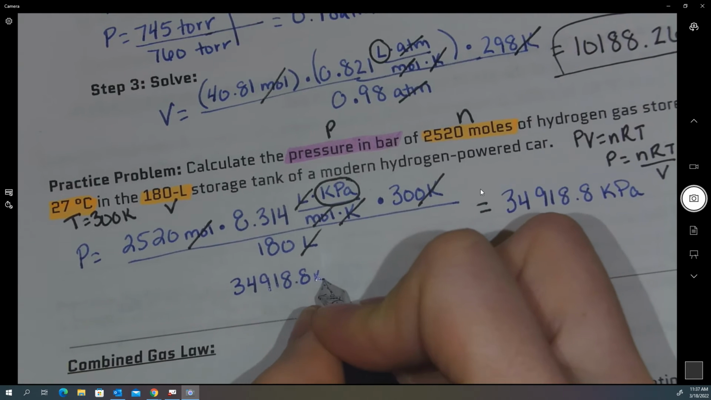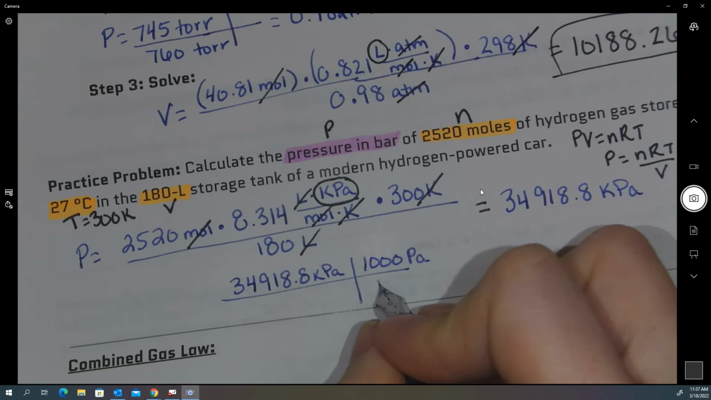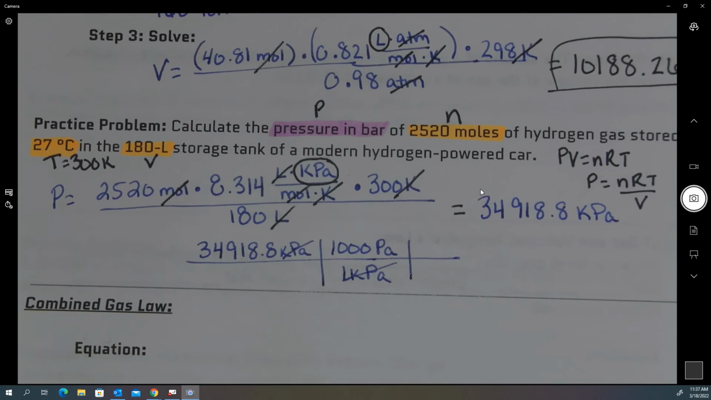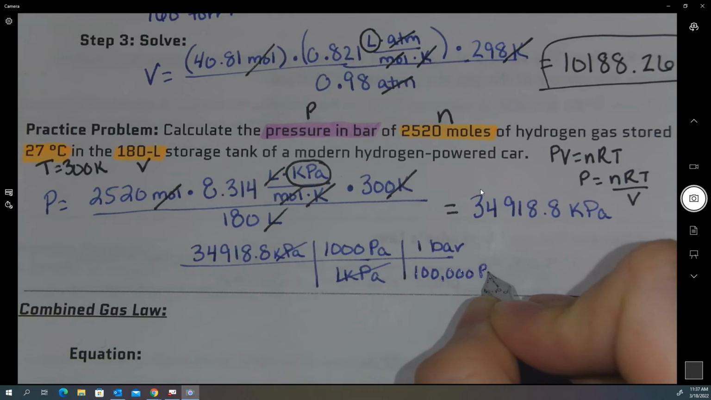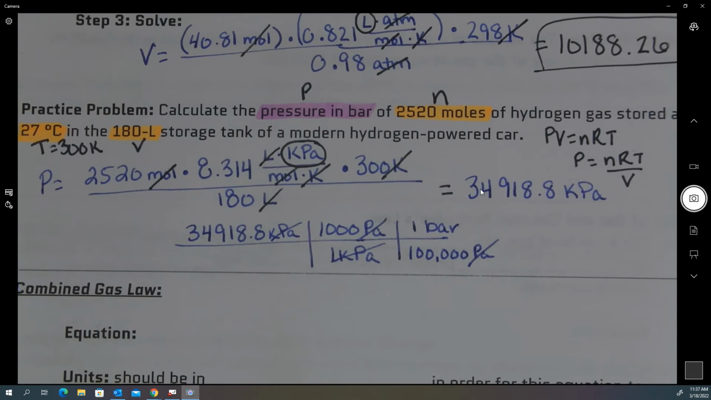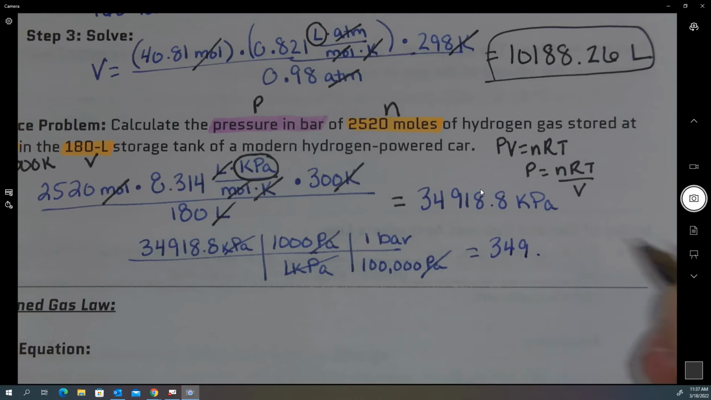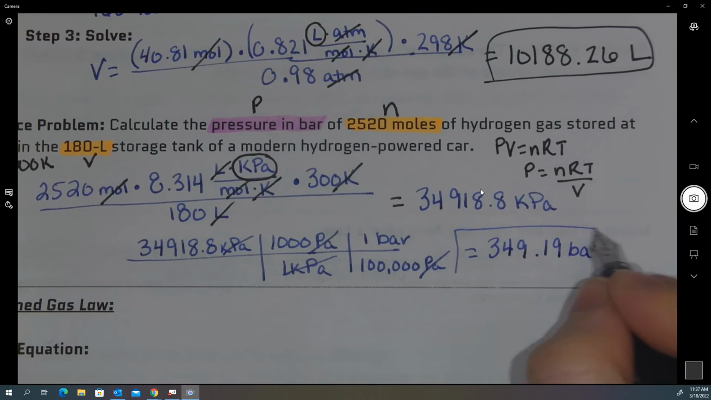34918.8 kPa. I'm going to convert that to pascals. That way my kPa can cancel out. And then my last conversion is going to be to bar. And that's 100,000 pascals down below. So 34918 times 1,000 divided by 100,000 gives me 349.19 bar. And that is your final answer.